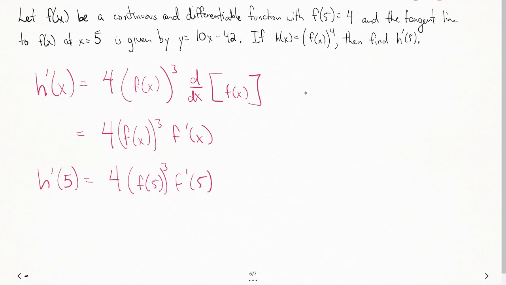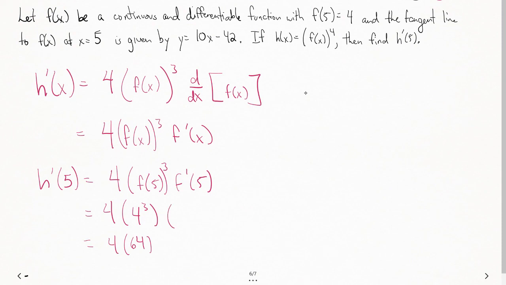So f of 5 is given to us, right? So that's going to be 4 times 4 cubed, right? And so what is that? That's going to be, so 4 cubed is 64. And then 64 times 4, that'll be 256. We'll deal with that in just a minute though.